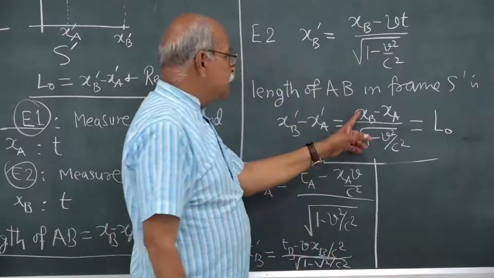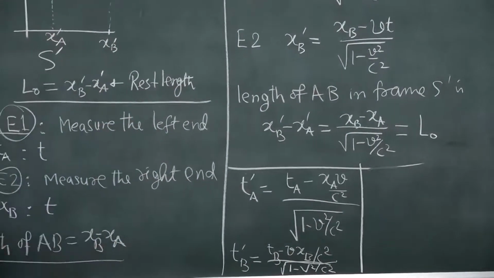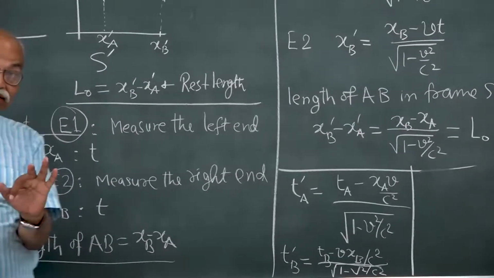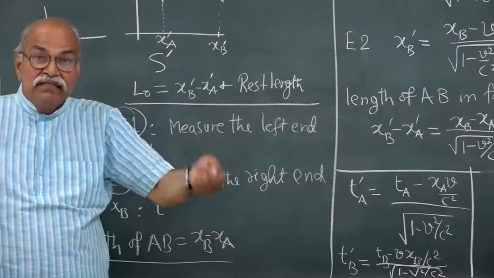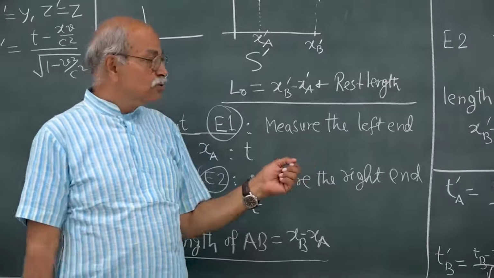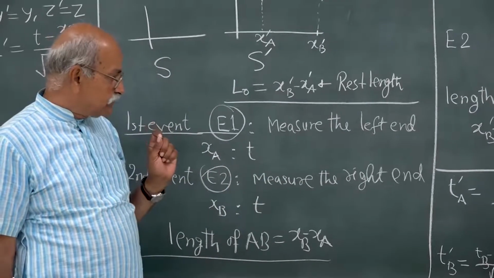And what is xb minus xa? Xb minus xa is the length of this AB in S frame, which is the moving length. This is the moving length. I am measuring the length of AB and AB is moving with respect to me. So, now let us write this in words.